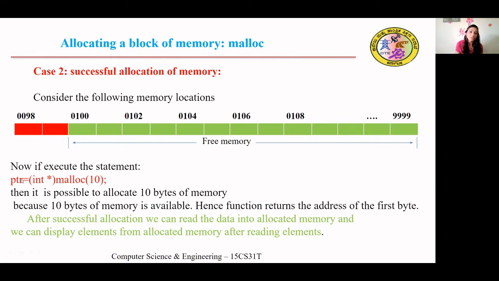Now if I try to execute this, ptr is equal to (int *) malloc(10), what will happen now? Yes. Now I can easily allocate the 10 bytes. So after allocating, it will allocate this 1, 2, 3, 4, 5, 6, 7, 8, 9, 10. So till here it will allocate the memory, and it will not return null. If there was no space, it would return null. Now after allocation, it will return 0100. This value will be here. ptr will be equal to 0100. Why? Because if the memory allocation is successful, it will return the first address of the data.